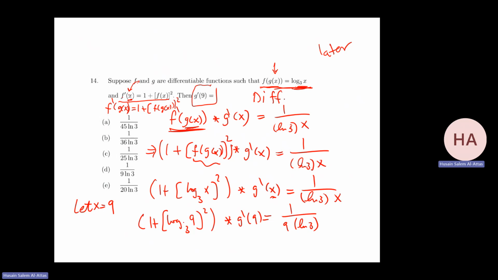What is this? This is 2. So 1 plus 2, 1 plus 2 squared, that will be 1 plus 4, that will be 5 times g prime at 9 is 1 over 9 ln 3. So what is g prime at 9? It will be 1 over 45 of ln 3, or divide by 5. And this is the answer.